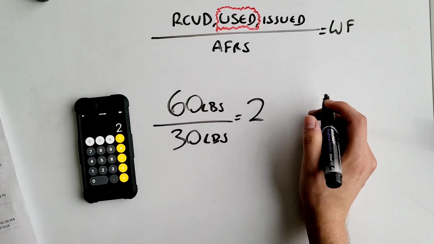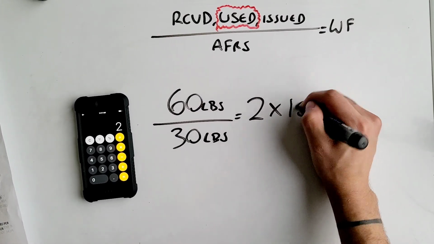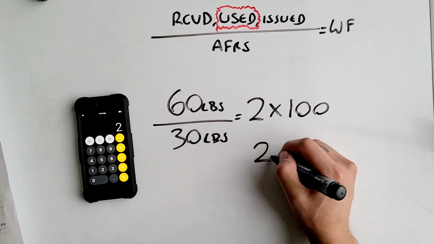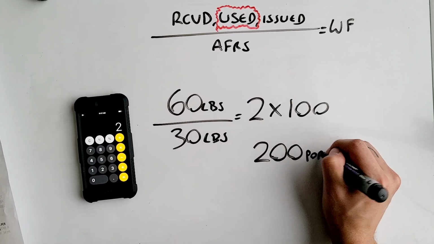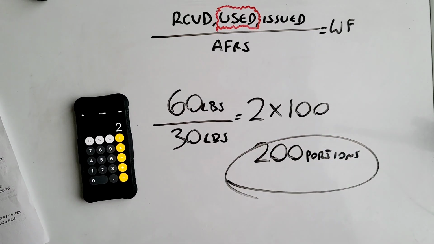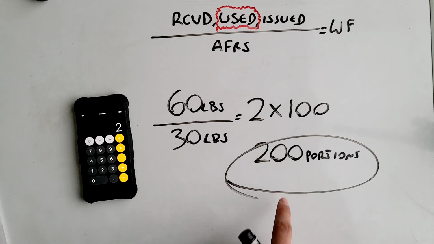So after you get your working factor, you multiply this by 100 to determine how many portions you can make. So of course that's going to be 200 portions. So with the 60 pounds of beef that you were issued, you can make the 200 portions.